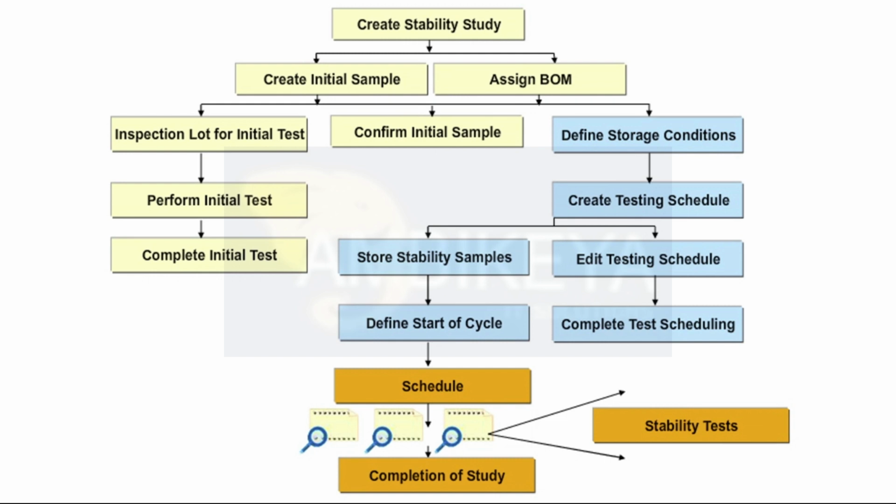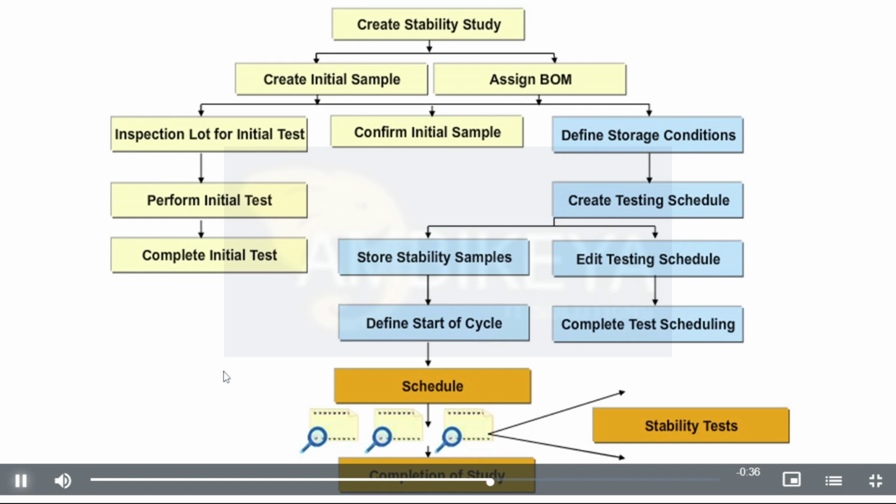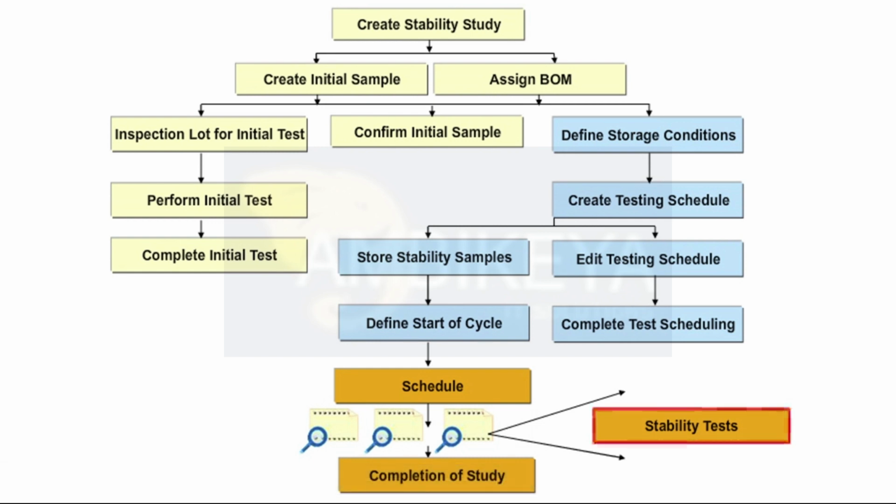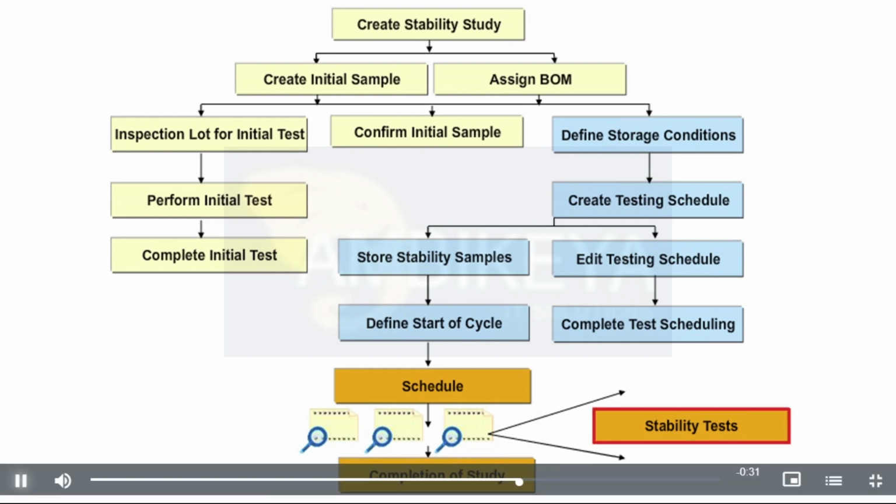By performing the initial test, you can make sure that the initial sample and subsequent stability samples, which may be created from a quantity of the initial sample, will meet your specific requirements for the stability study before you proceed with the actual stability testing phase.